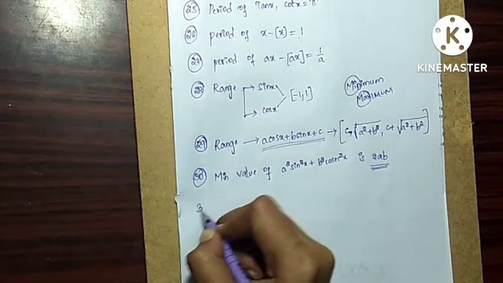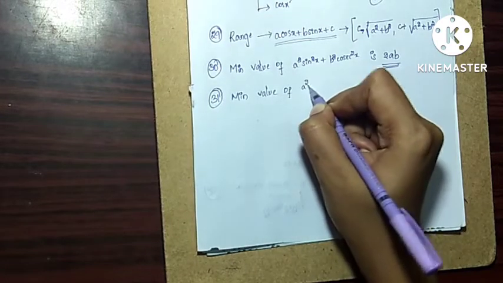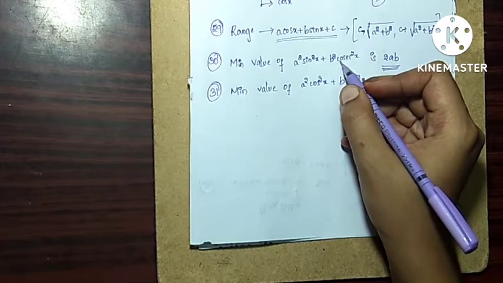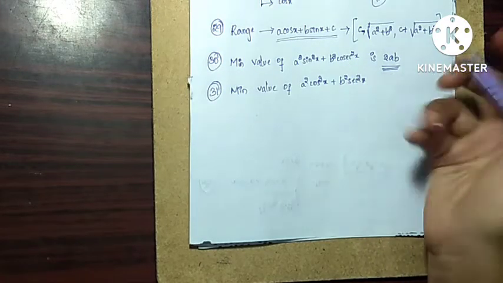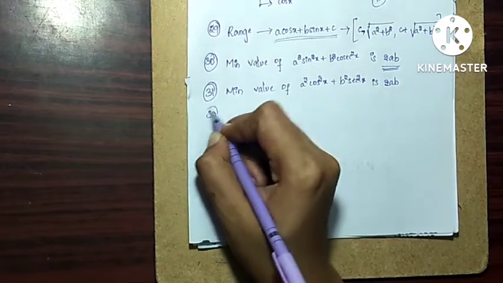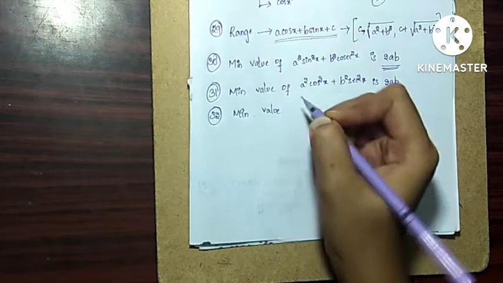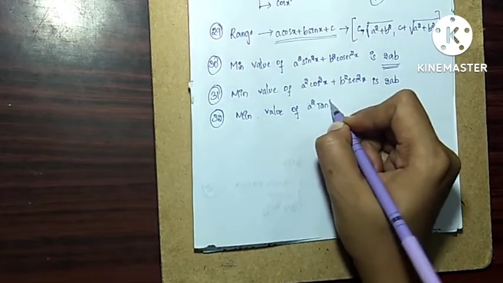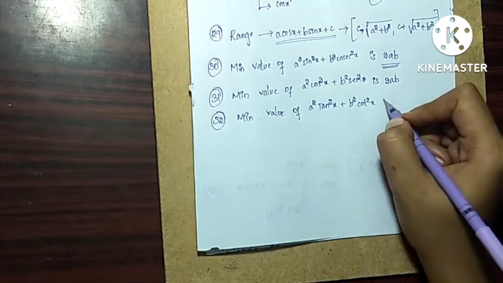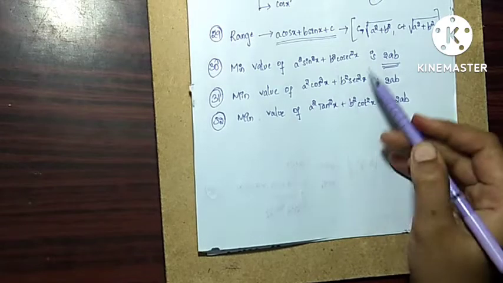Now the 31st: the minimum value of a square cos square x plus b square secant square x. Sin is the inverse of cosecant, cos is the inverse of secant, and secant is the inverse of cos. So this is also 2ab. Next, the 32nd: the minimum value of a square tan square x plus b square cot square x, which are inverses, is 2ab.